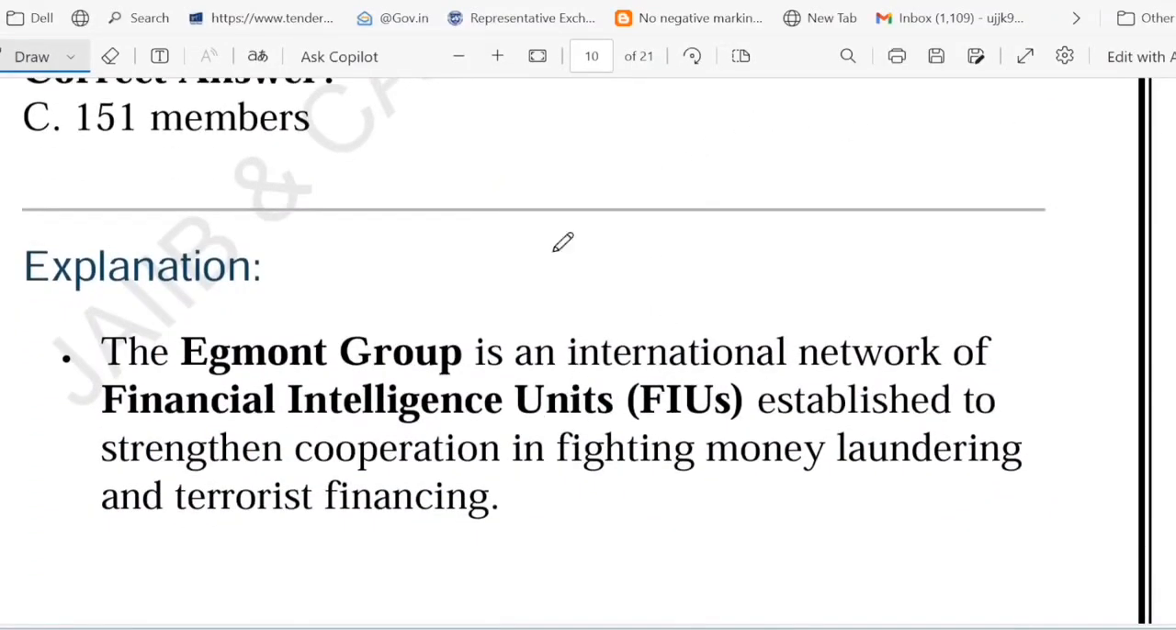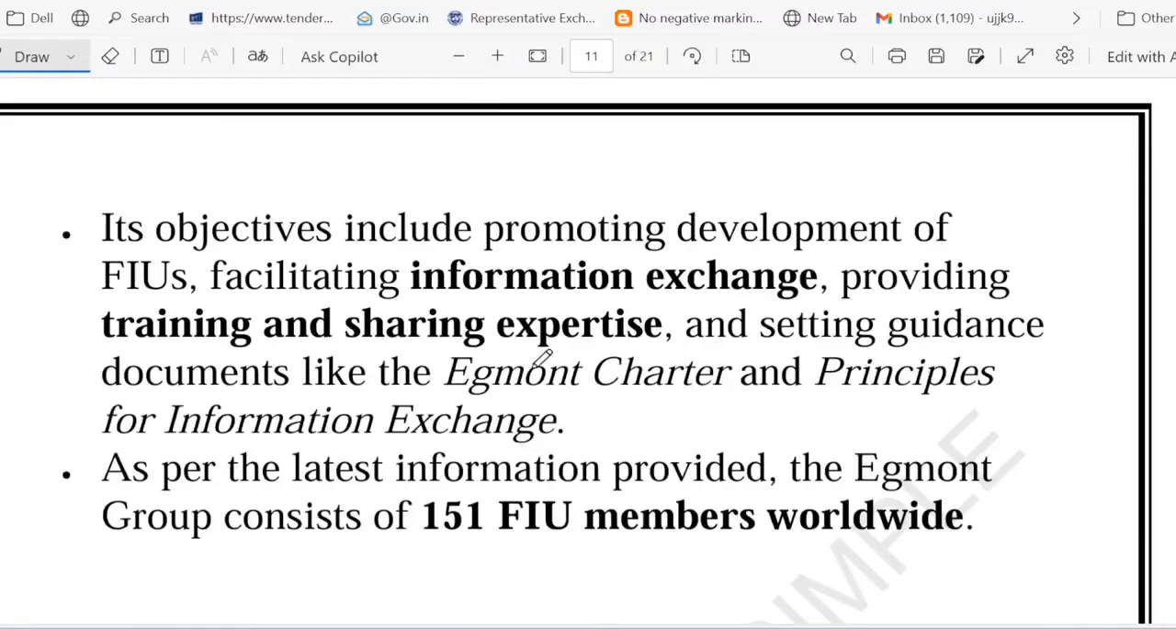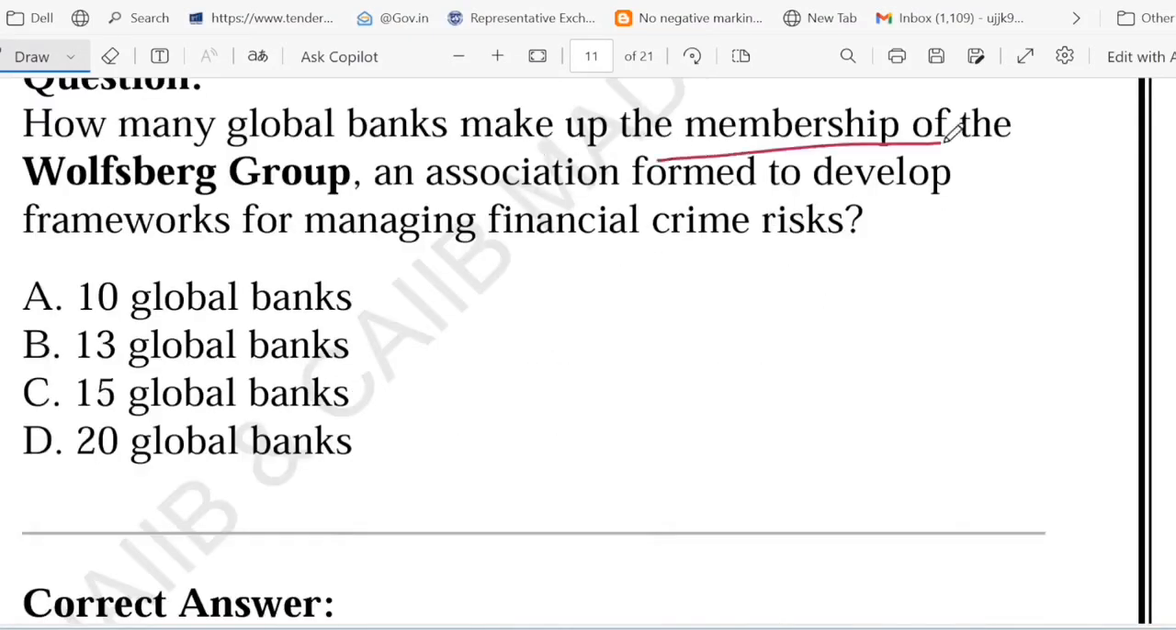The Egmont Group is an international network of financial intelligence units established to strengthen cooperation in fighting money laundering and terrorist financing. So this was the question which was asked in the examination, about the membership of the Wolfsberg Group.